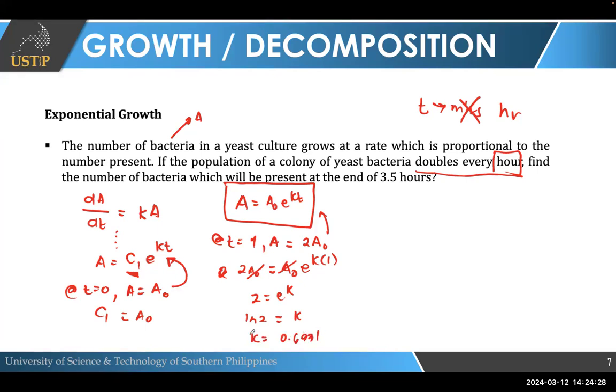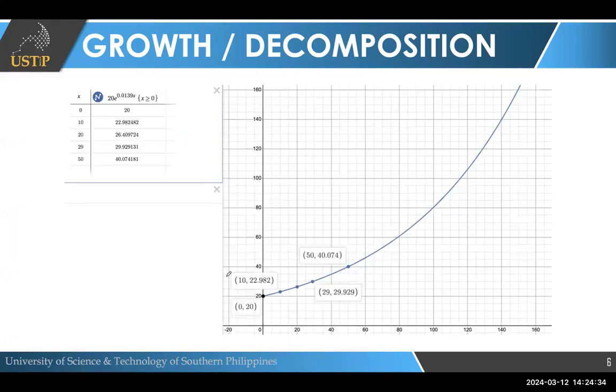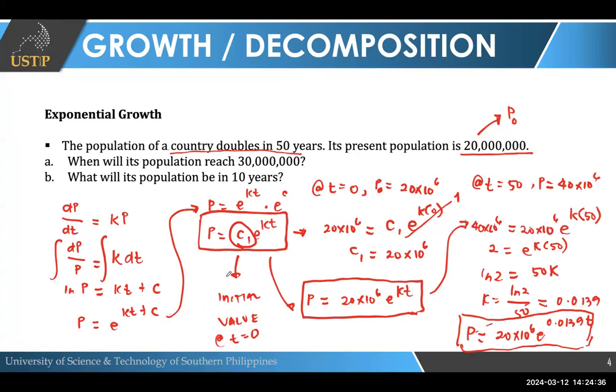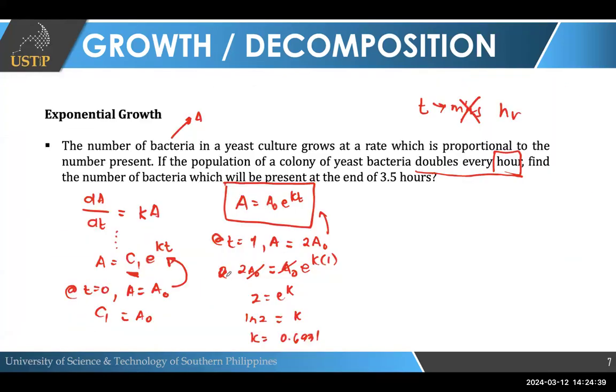I want to emphasize, which I haven't said before, the value of K, class, is positive for the first example. Our K is positive, 0.0139. Our second example, 0.6931, still positive. And you will see later that this is the difference between growth and decay. For positive values of K, it means that the value is increasing over time. So, we can now write, given our value of K, A is equal to A naught e raised to 0.6931T.